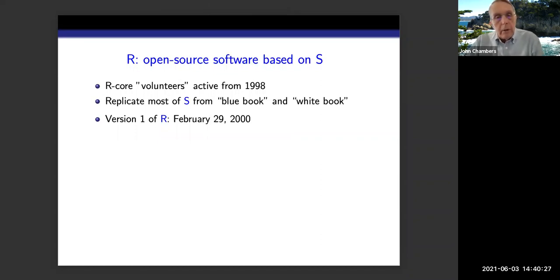So version one came out in February 2000, and interest in R grew, not entirely without a few hiccups, because people were not quite sure that they were prepared to trust open source software. But certainly by the time a few years went by, it was clear that R was going to be a preferred vehicle for doing research and serious applications of science with data.